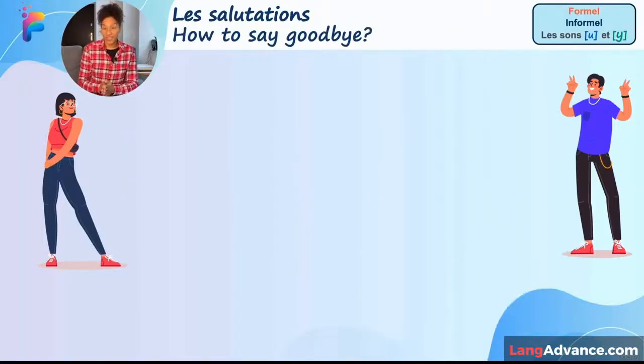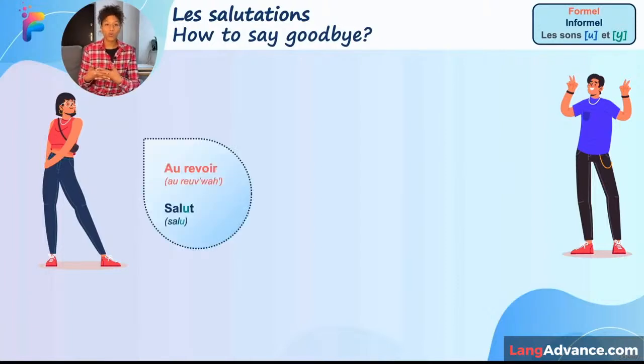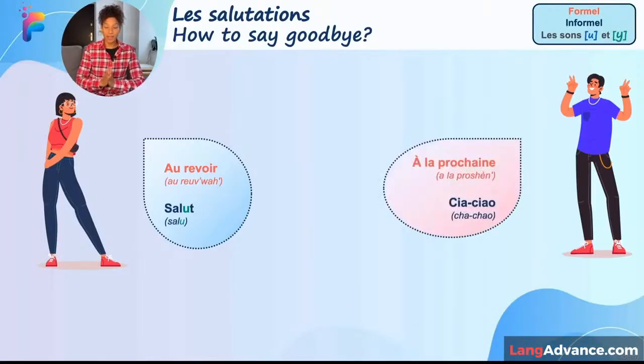How to say goodbye. So we're gonna have a look at 2 formal ways and 2 informal ways to say goodbye. First, au revoir. That's a very classic. You probably heard it before. And if you remember, we saw salut at the beginning. We can use it to say hi, but we can also use it to say bye. Salut. À la prochaine. See you next time. One more informal. Ciao, ciao. It's a bit like bye-bye.